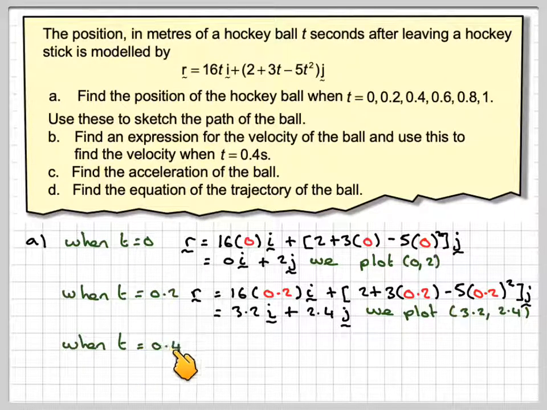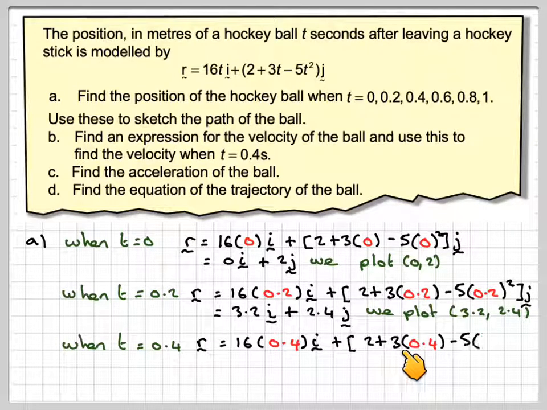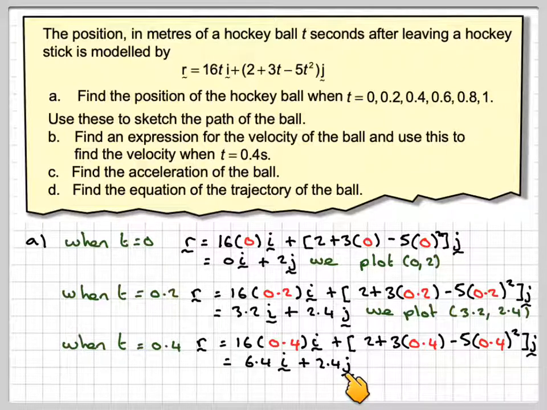When t is equal to 0.4, r is equal to 16 times 0.4 i plus 2 plus 3 times 0.4 minus 5 times 0.4 squared j, which is 6.4i plus 2.4j. We plot the point 6.4, 2.4.